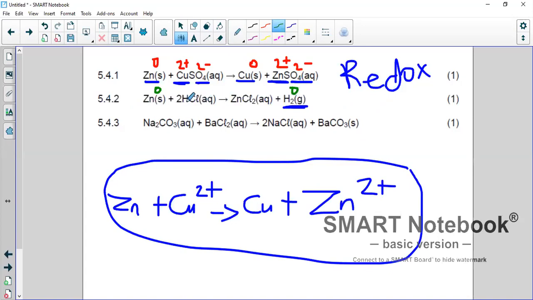Right, then we come to hydrogen. Hydrogen, we know it's in group 1, so it's a plus. Chloride, we know it's in group 17, so it's a minus. Right? There are 2, so it's going to be 2 minus. If these are 2 minus, it means your zinc becomes 2 plus.